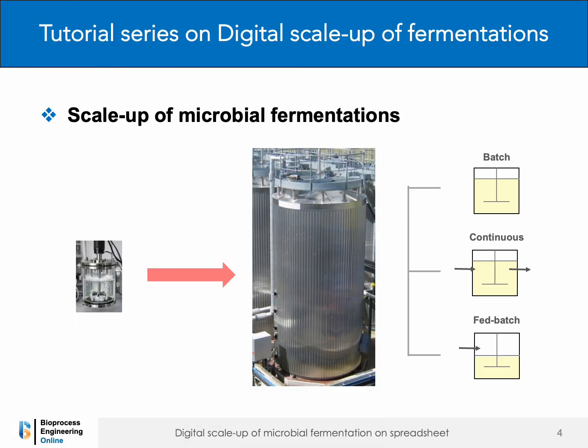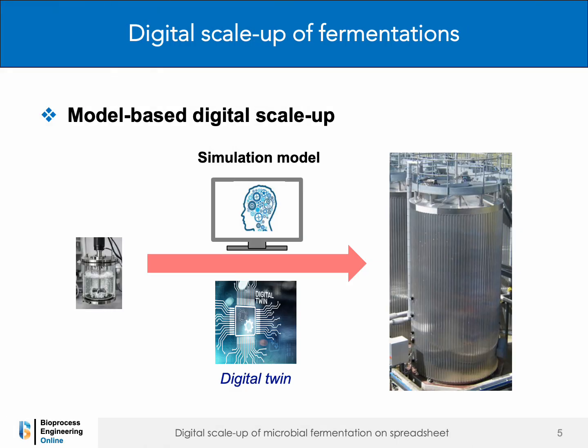In this tutorial series, we focus on scaling up microbial fermentations from the laboratory to the industrial fermenter, considering batch, continuous, and fed batch modes of operation. The series emphasizes digital scale-up, using mechanistic or knowledge-based models to predict process behavior across scales. These models act as digital twins, virtual representations of fermenters, enabling in silico experimentation under a wide range of operating conditions. Unlike empirical approaches, they allow virtual testing prior to implementation, reducing costly pilot trials and accelerating process development.